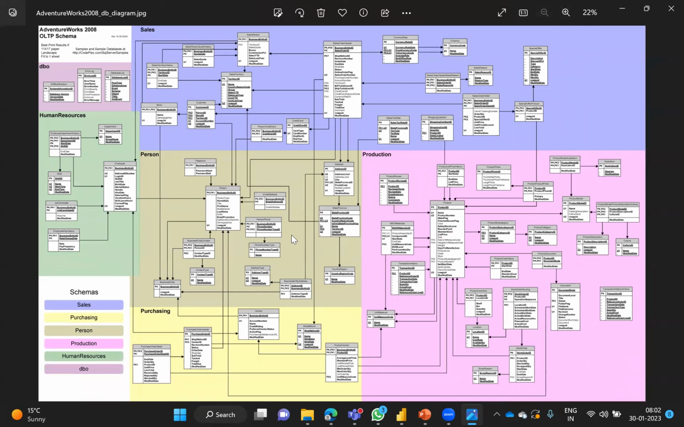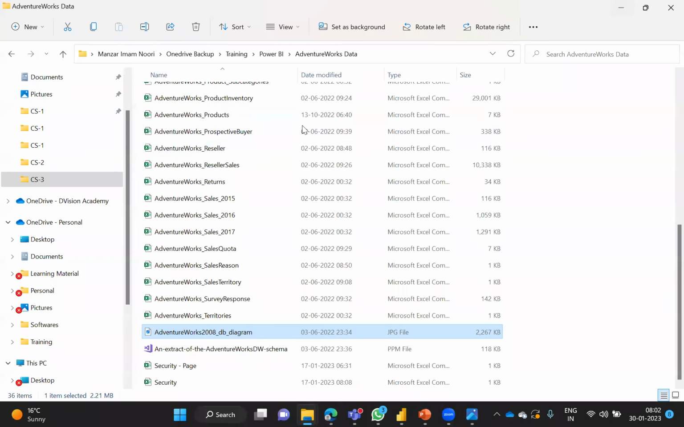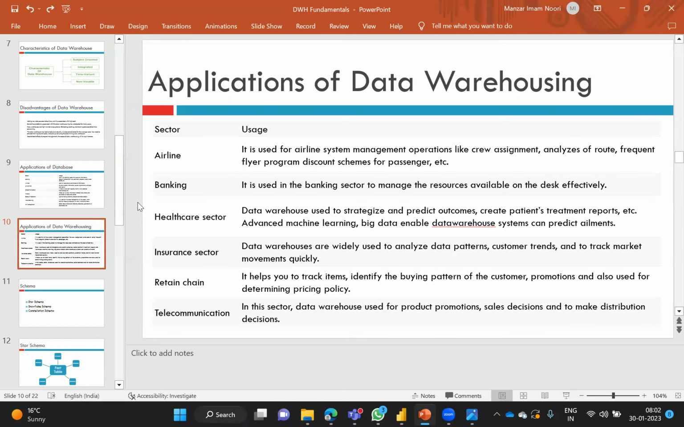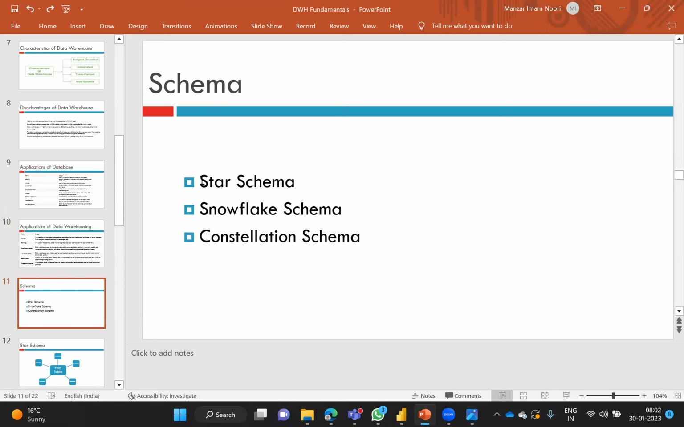Similarly, in case of data warehouse and reporting, we are going to use data modeling concepts, like the ER modeling, entity relationship modeling. What are the different data modeling concepts we have in case of a data warehouse? We have three schemas we will be creating: star schema, snowflake schema, or constellation schema.